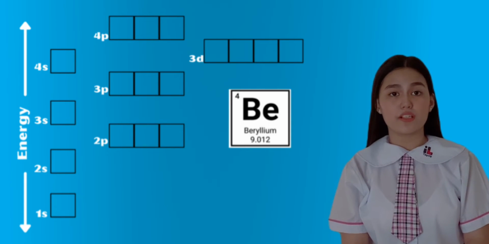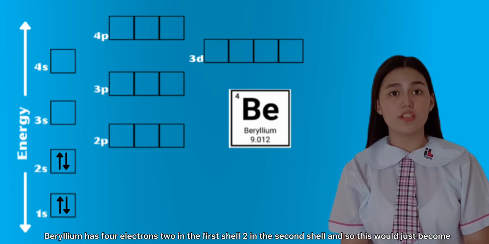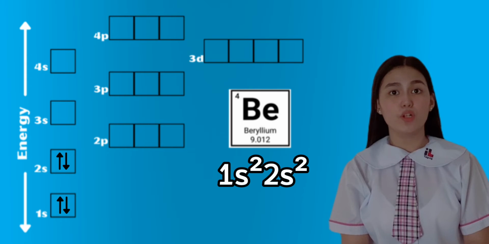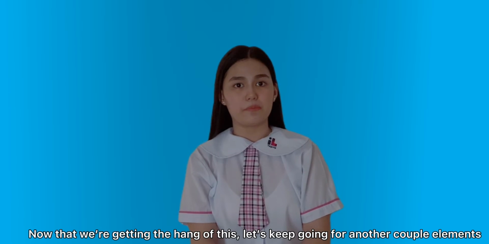Let's move on to beryllium. Beryllium has 4 electrons, 2 in the first shell, 2 in the second shell, and so this would just become 1s2, 2s2. Now that we're getting the hang of this, let's keep going for another couple elements.